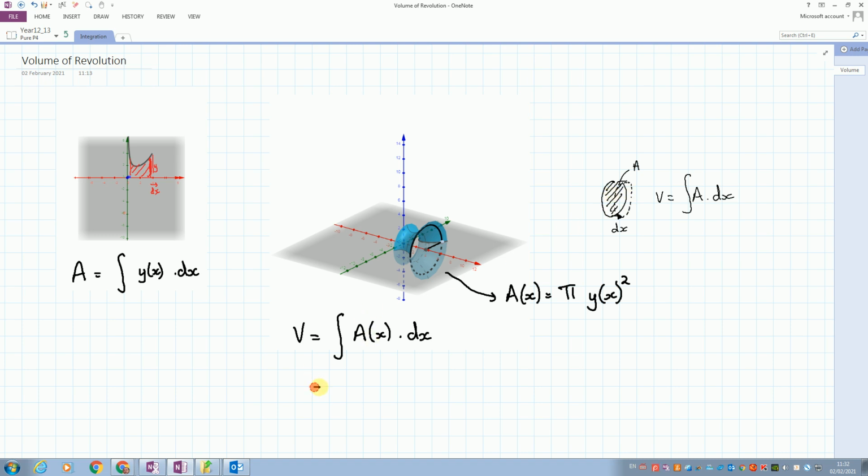So my volume can actually be written as the integral of pi times y, where y varies with x, squared, dx. You can actually use this in different ways to create volumes of other shapes. If we allow the x value to vary directly, you can create a cone. I might make another video showing that.